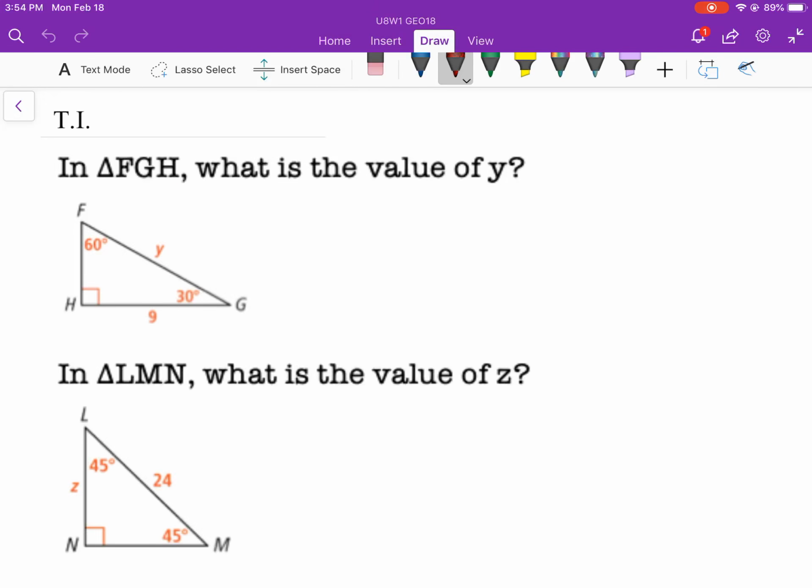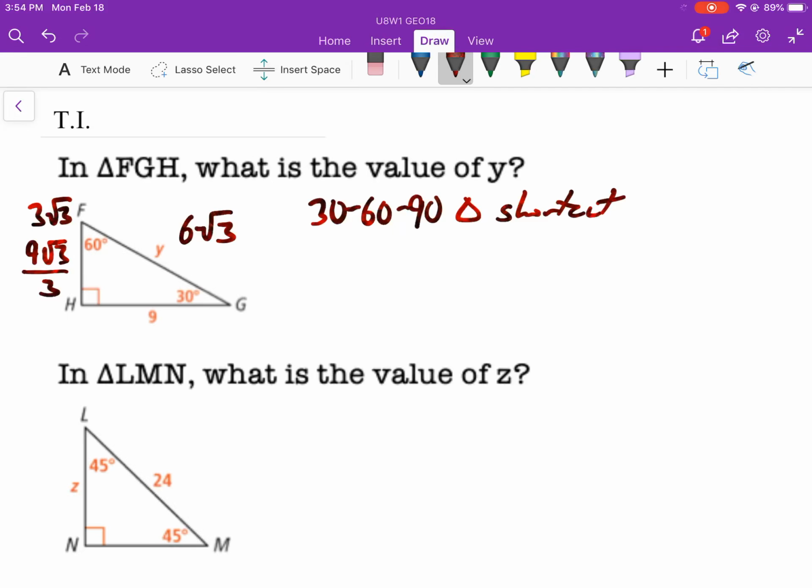Here's a try it. What is the value of y? So let's not waste our time this time. We know the shortcut. This is 9 square root of 3 over 3, also known as 3 square root of 3, which means that this is 6 square root of 3, using that 30, 60, 90 triangle shortcut. 45, 45, so we know that this is 24, this is 24 square root of 2 over 2, which is also known as 12 square root of 2. You can evaluate that in your calculator as well. Whichever way floats your boat.